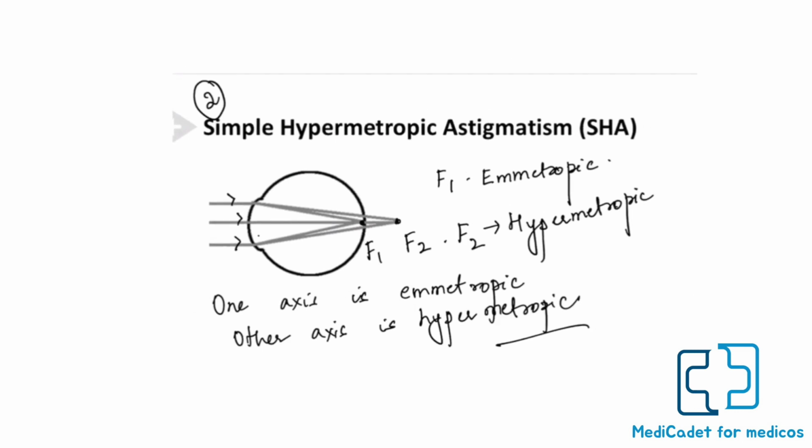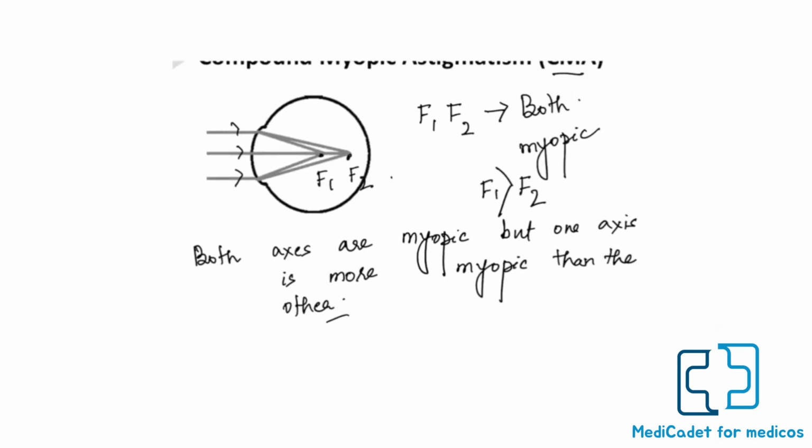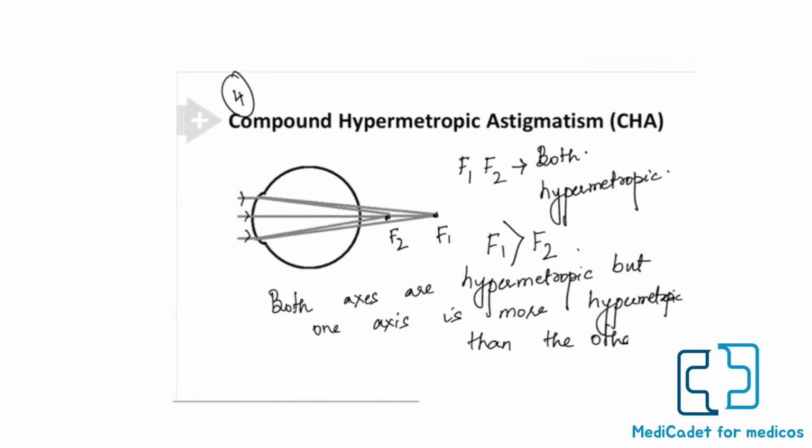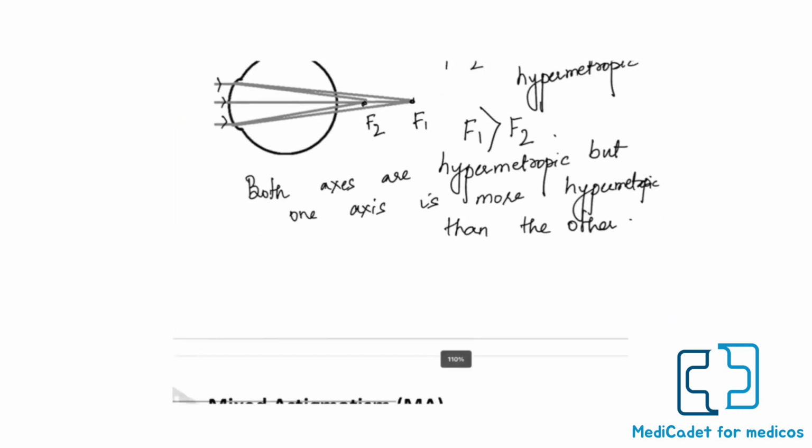In compound astigmatism, both the axes are defective. So either both will be myopic or both will be hypermetropic, but not equally. One of the axes will be more defective. So if both are myopic and one is more myopic, I will call it CMA. And if both are hypermetropic and one is more hypermetropic, I will call it CHA. Okay. And the last one is this.